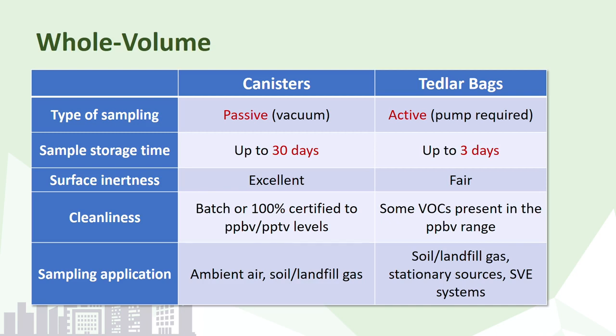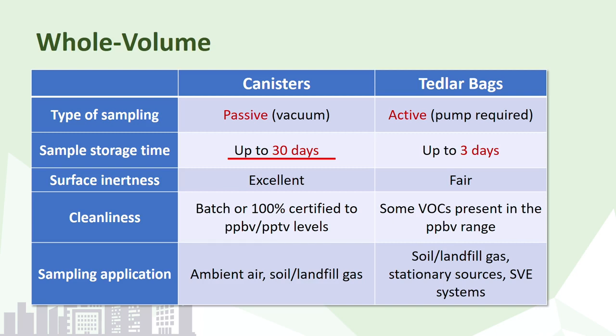Canisters are made of specially treated stainless steel. The sampling is passive, since the canister is evacuated to a vacuum condition before sampling. Therefore, no pump is needed. Canister is inert and has a longer storage time. It can also be used repeatedly.